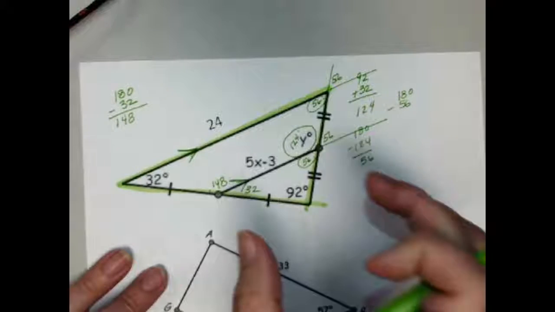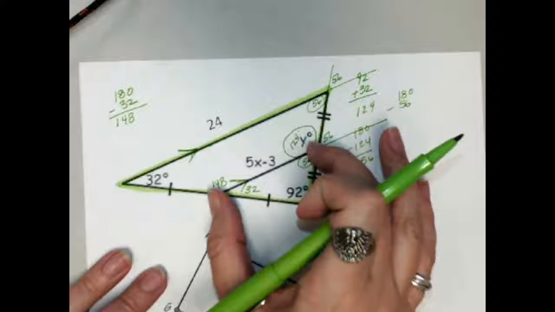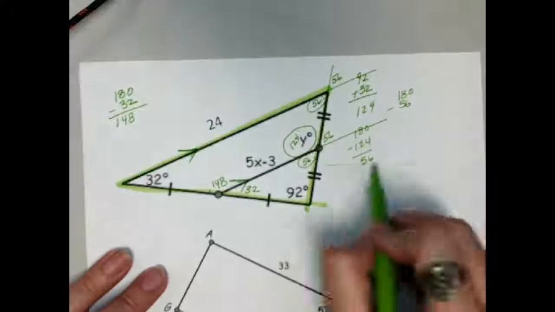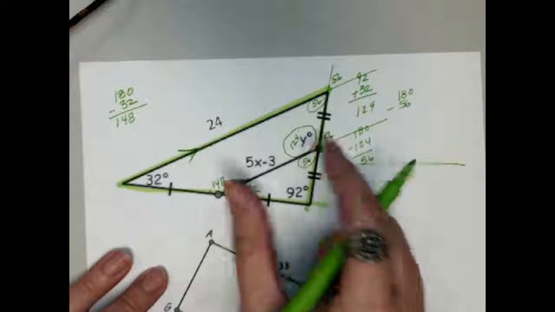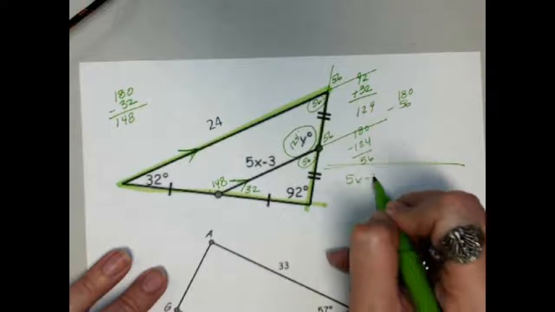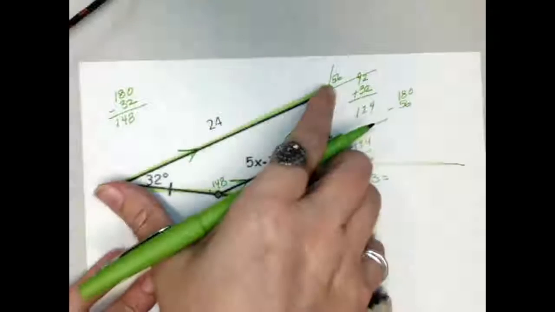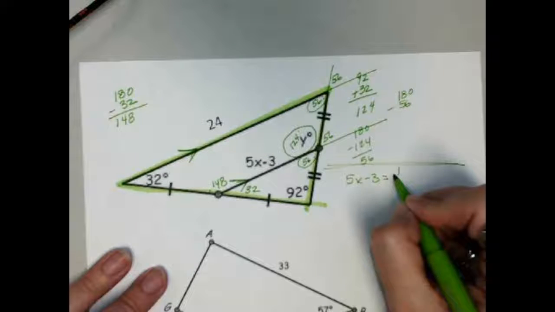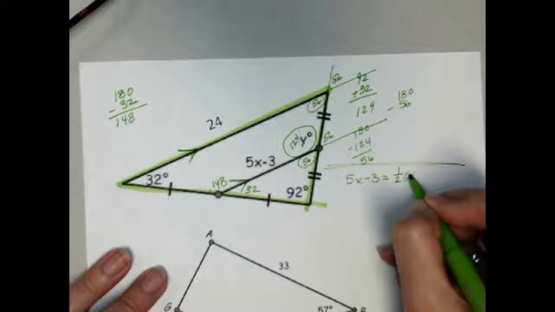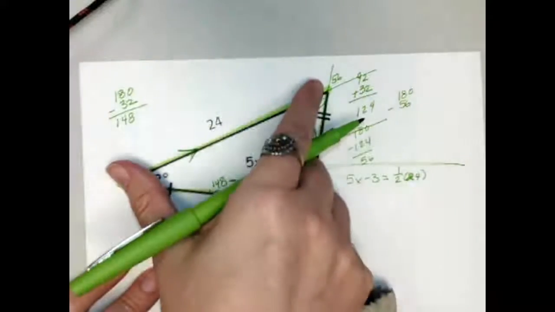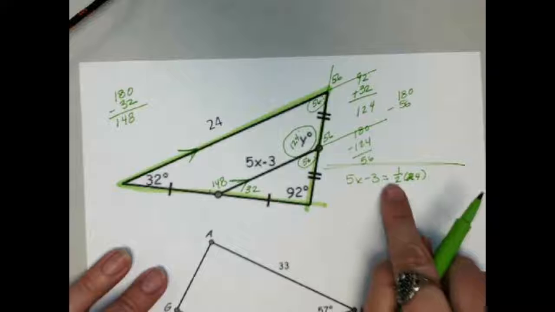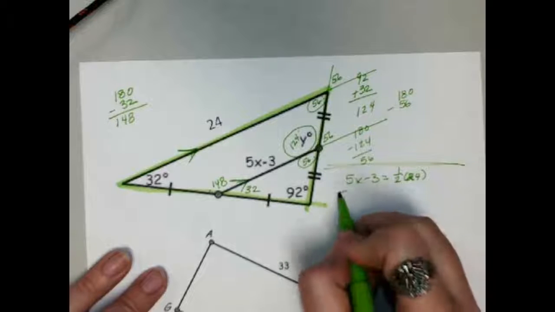Then I also know that this part is 1/2 the length of that part. So there's 2 different choices on how to do it. You could say this part, 5x minus 3, equals 1/2 of the big part, 24. So this part is half of the big one. This part is 1/2 of 24. So I could solve it like this.